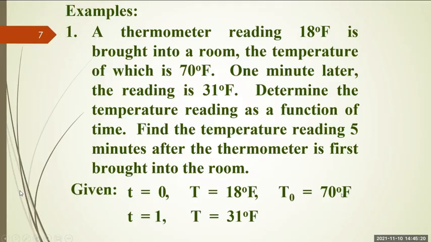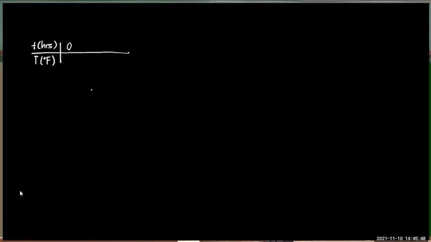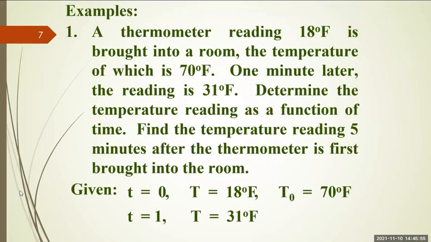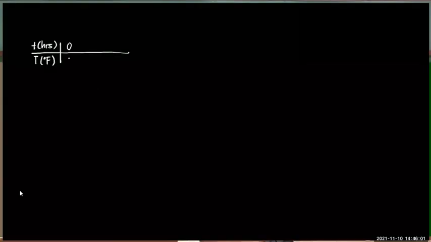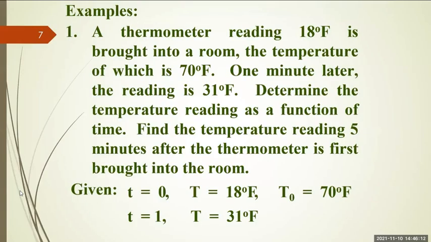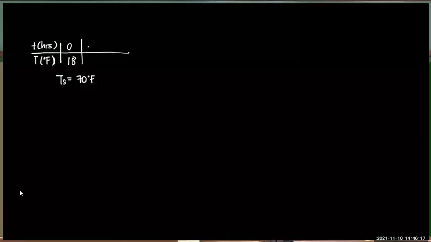Okay, so you are given the following data. t is in hours, and then T, temperature, is in degrees Fahrenheit. What was the original temperature of the thermometer? 18 degrees. It's 18 degrees Fahrenheit. All right. It was brought into the room, so the temperature of the surrounding, which is the room, is 70 degrees Fahrenheit. And then it says here that after 1 minute, the reading of the thermometer became 31 degrees Fahrenheit.